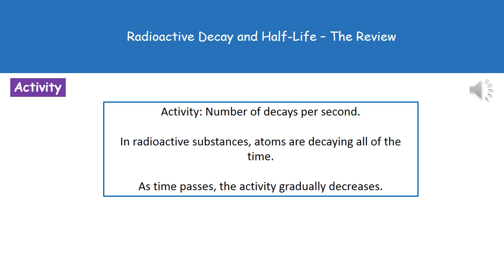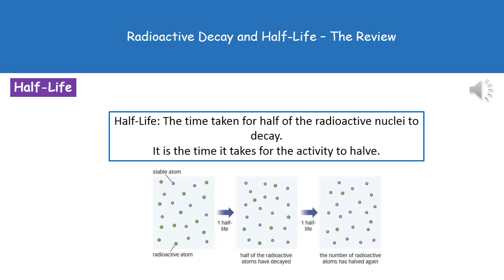Welcome to our review on radioactive decay and half-life. So, we've already encountered this term activity, which refers to the number of decays per second. Now, what we actually find is that in a radioactive substance, atoms are decaying all the time. So as time passes, the activity of that sample is going to gradually decrease.